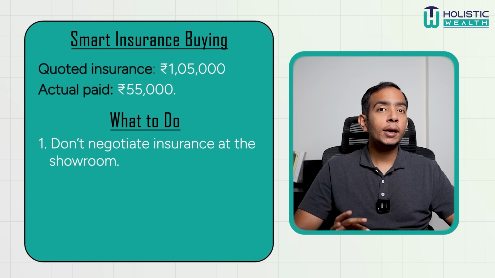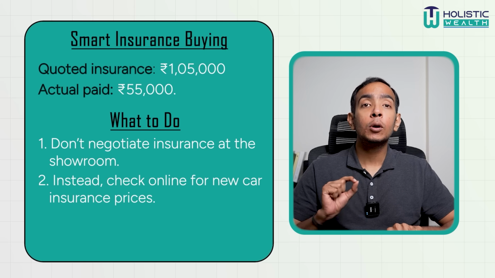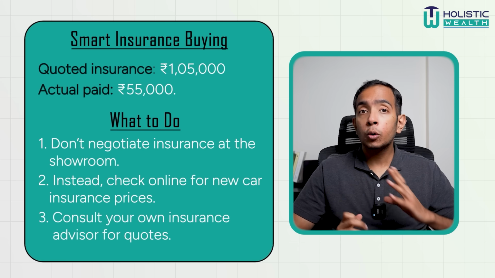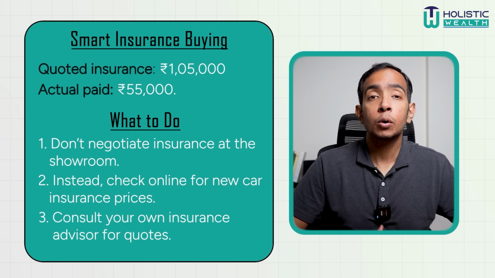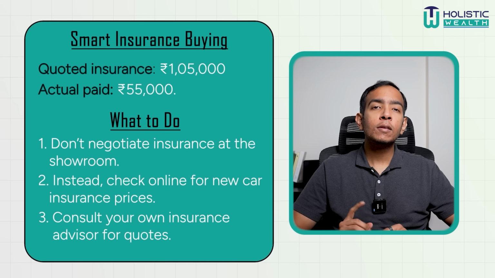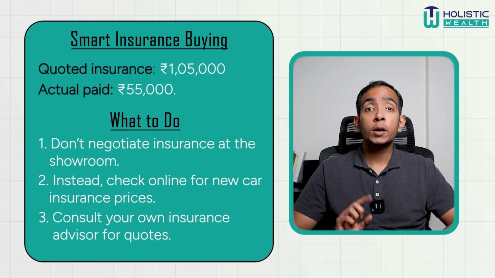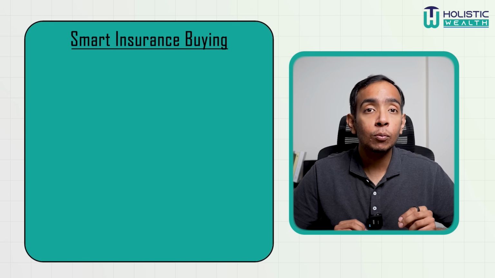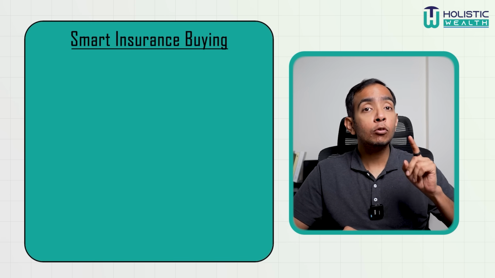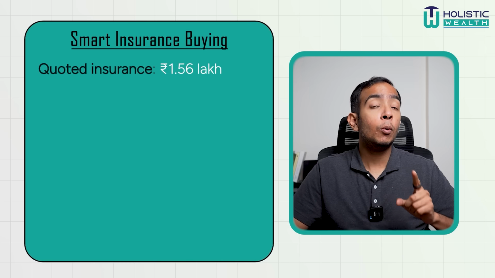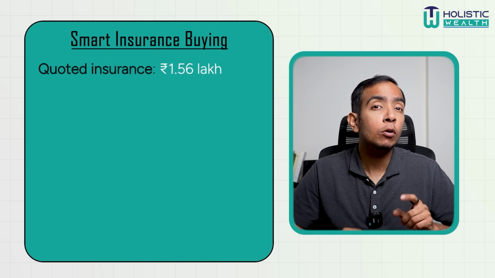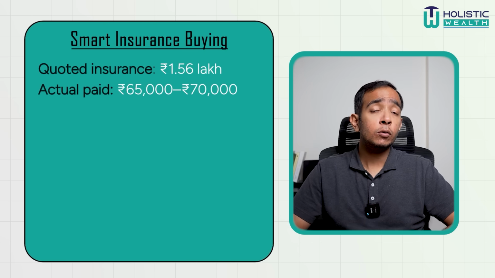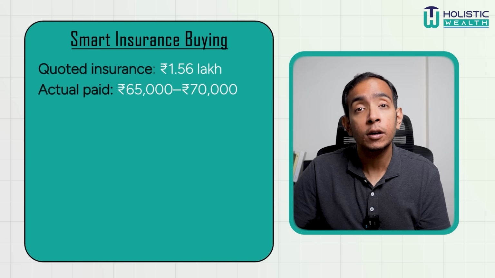Just go online and check what insurance price you're getting for a new car, or talk to your insurance advisor and they will get you a quote as well. Simply because insurance is extremely overrated and overinflated. I'll tell you another instance. When I went to the Mahindra XUV showroom to get the quote for the car, the insurance quoted to me was 1.56 lakh rupees, but the actual cost was around 65 to 70,000 rupees. So this is the kind of difference that you have in insurance.